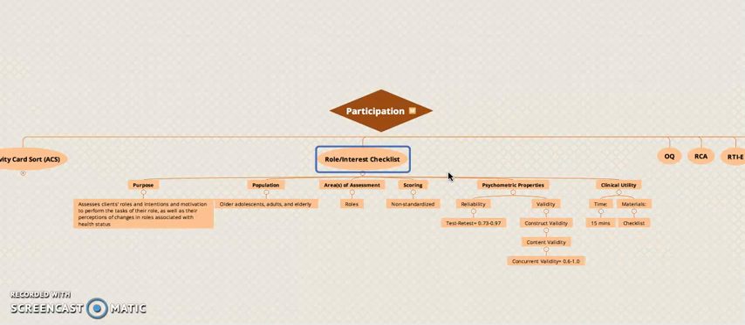The purpose of the role and interest checklist is to assess the client's roles and intentions and motivation to perform the tasks of their role, as well as their perception of changes in roles associated with health status. The population for the role and interest checklist is older adolescents, adults, and the elderly. This is a non-standardized assessment with good test-retest reliability and construct, content, and concurrent validity. It's going to take around 15 minutes to conduct, and all you need is the checklist.